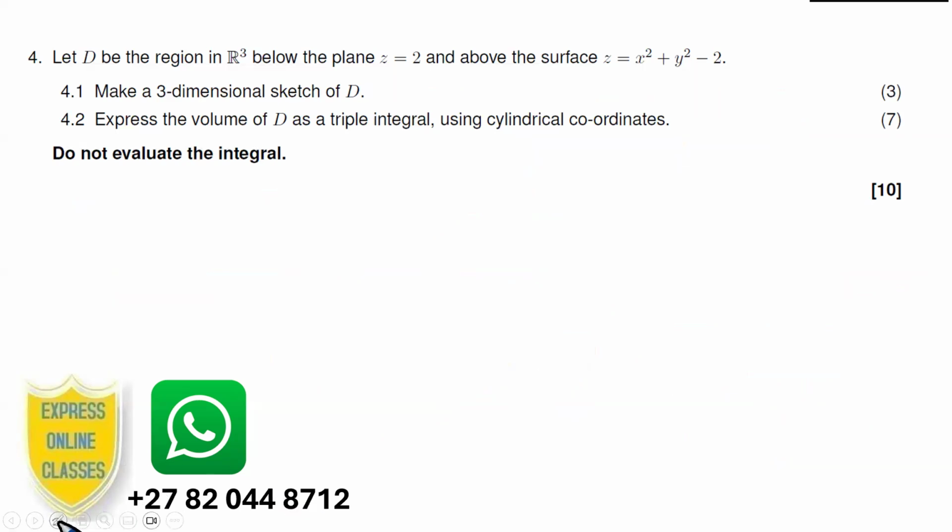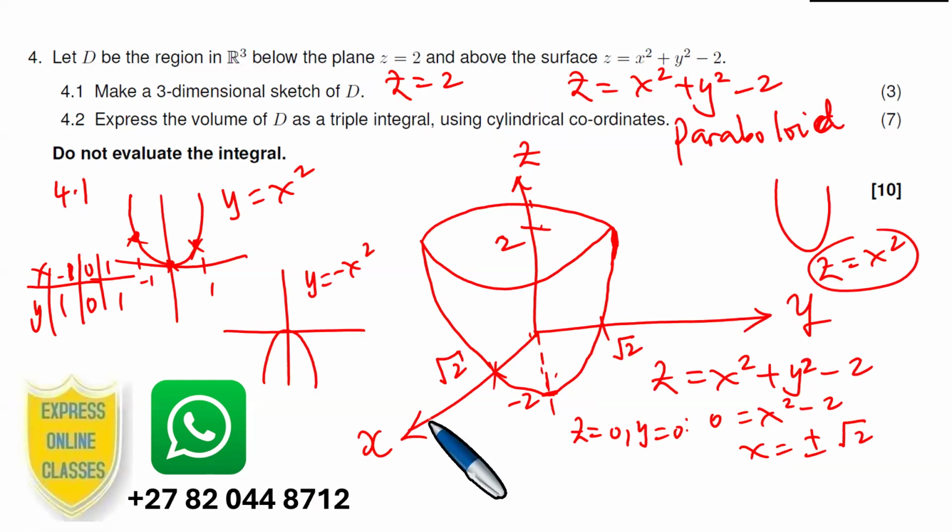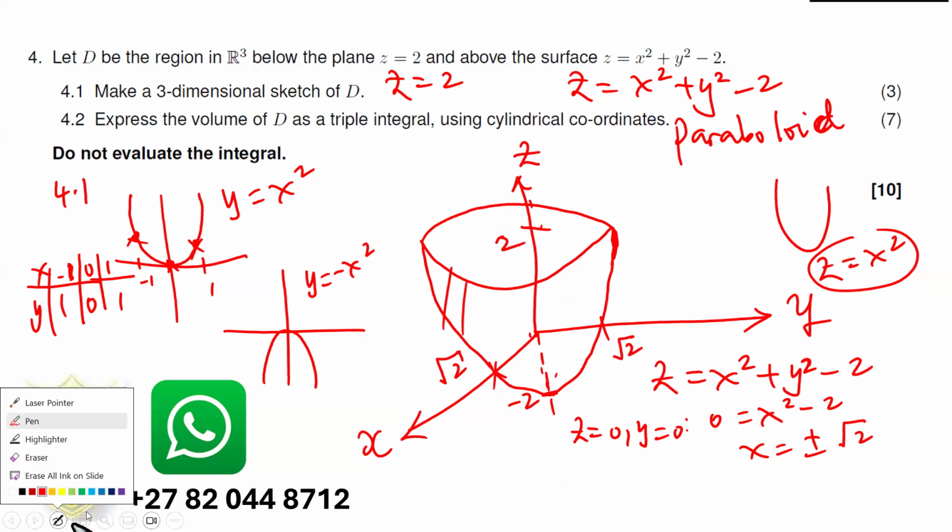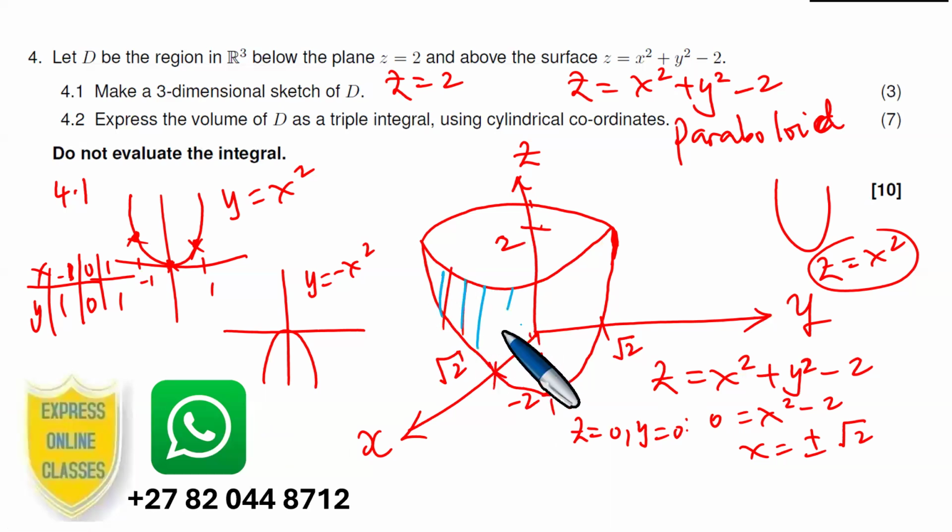Right, so in the next question, we focus on 4.2. In 4.2, we are still given z equals 2 and the surface. Here what you can also do is to sketch and shade. Because you have the plane z equals 2, and you want the region below the plane and above the surface. This is the surface, but above it and below the plane. So you can shade like that. You can use a different color. So this is surely above the surface and below the plane.